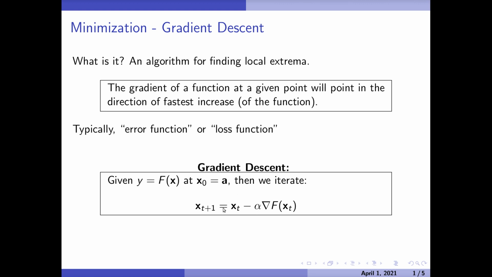Okay, and so then you just iterate this formula over and over again. Once you have x0, you plug it into the gradient, you compute that. Alpha is called your step size. You can think of it as how far in the direction of the gradient you want to go. And so we just take x_{t+1} to be our base point minus alpha times the gradient. It's very simple.